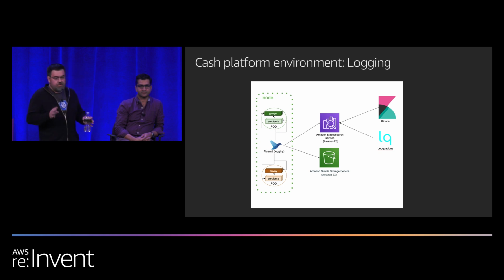Finally, service owners can view and search their logs using either Kibana, which Amazon hosts, or using Loquacious, our open source log viewer that is designed specifically for outage triaging. I should also note that by request of our users, we also send logs to S3 for cold storage and longer retention.